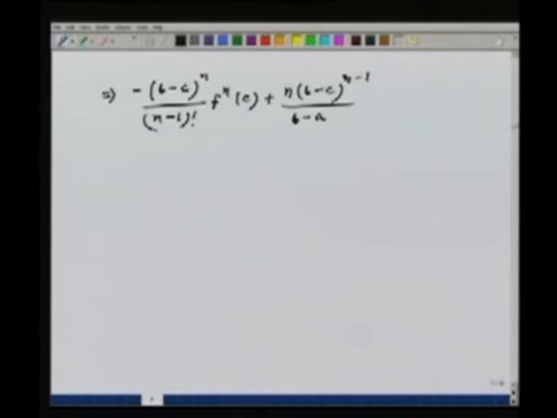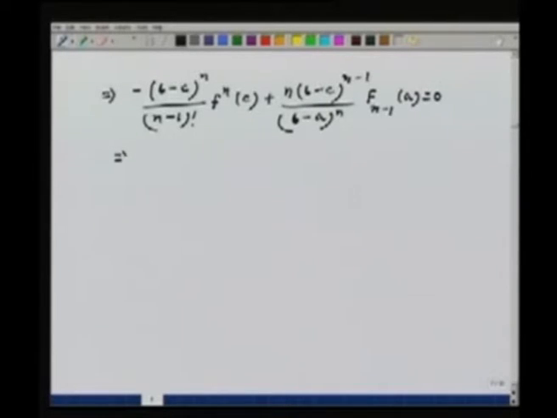This would then imply that minus (b minus c) whole to the power n by n factorial into f^{(n)}(c). This follows from my claim, which I have proved, then plus the term which I have calculated, (b minus c) to the power n minus 1 divided by (b minus a) whole to the power n times F_{n-1}(a), which is equal to 0.